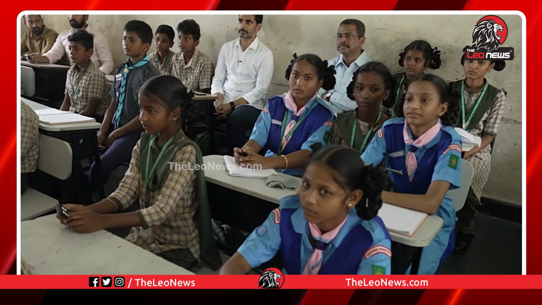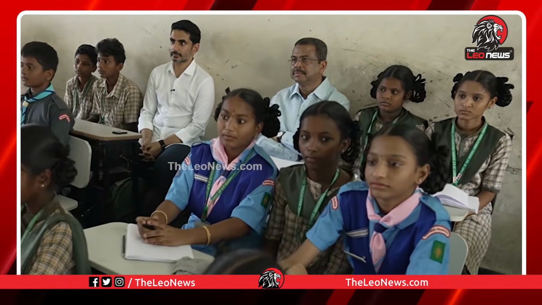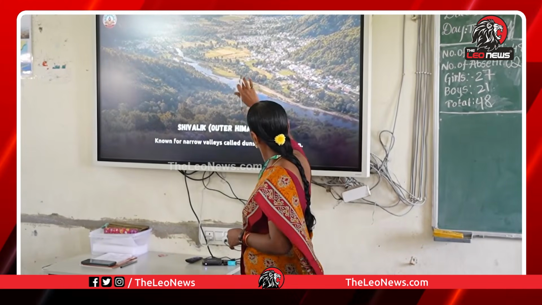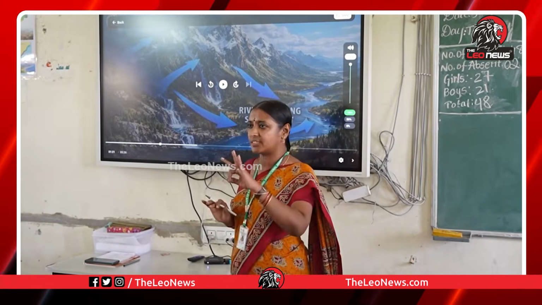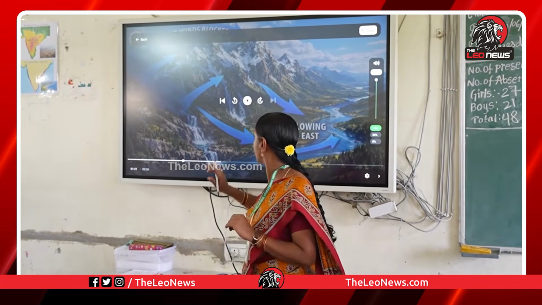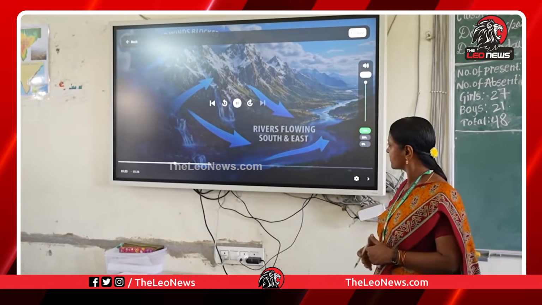Himadri, the Greater Himalayas, is home to India's highest peaks, including Kanchenjunga. Himachal, the Middle Himalayas, is where you find beautiful valleys like Kashmir and Kulu. Shivalik, the Outer Himalayas, is known for narrow valleys called duns, like Dehradun. So here we understood the three parts of the Himalayas, that is Himadri, Himachal and the Shivaliks. The Himalayas protect us from cold Central Asian winds and are the birthplace of rivers like the Ganga and Brahmaputra.